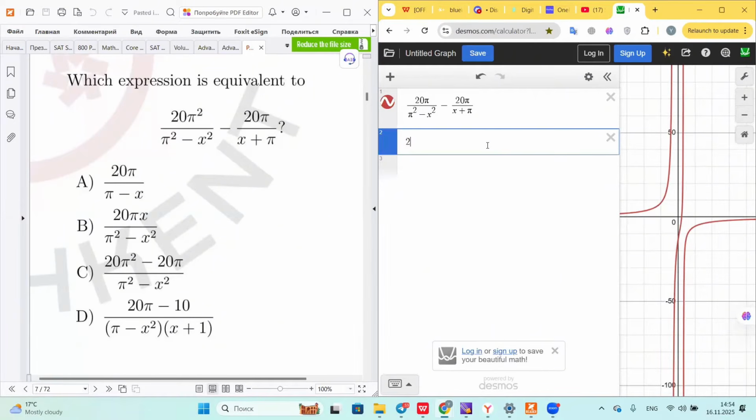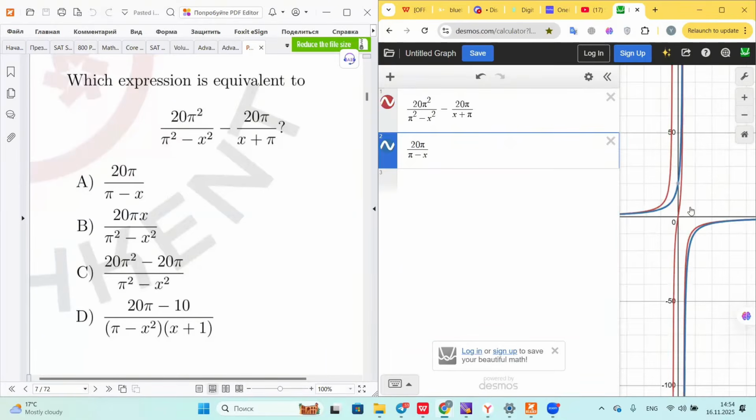Now you should find the equivalent to this function. Let's enter option A, 12 pi divided by pi minus x. You can see those functions do not coincide. They are different functions. That's why it's wrong. Let's try option B. Here it should be x squared. Oh, it is beauty, guys. You can see they are just the same lines. It means that is the answer to this question.